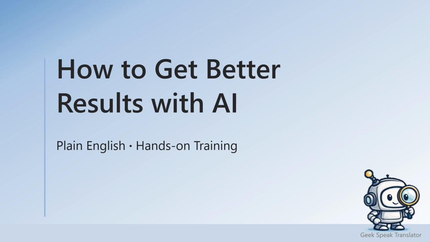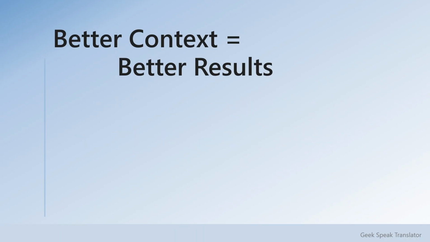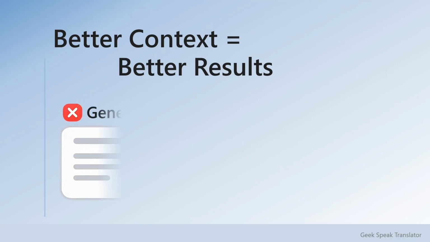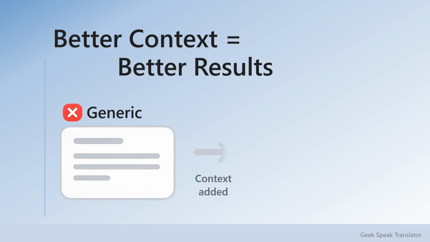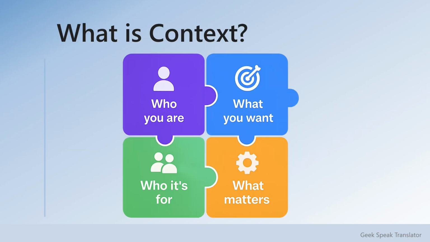Most people think getting better results from AI means learning complicated prompting techniques. But one of the biggest improvements you can make is providing better context. Without context, AI often produces generic results. The more relevant information you provide, the more personalized and useful the response becomes. Think of context as helping AI understand your situation before it starts solving your problem.